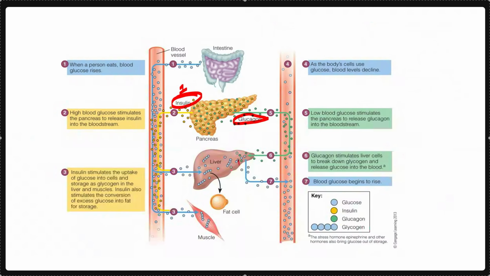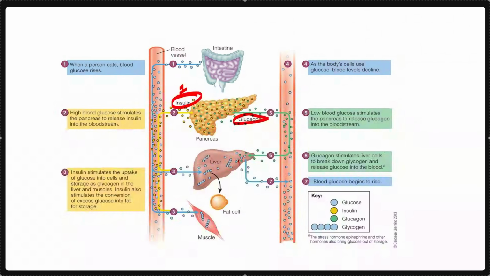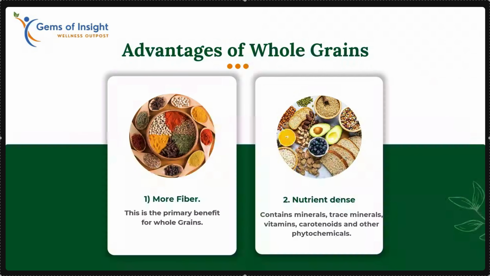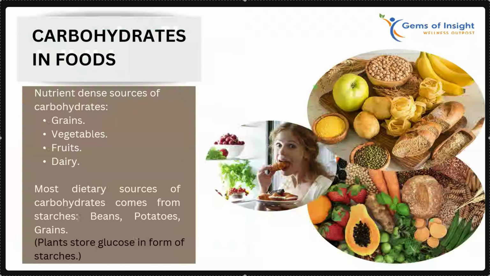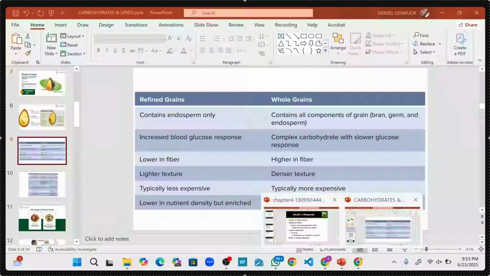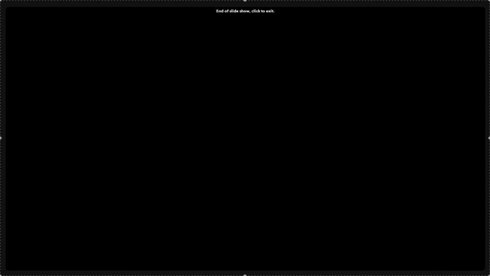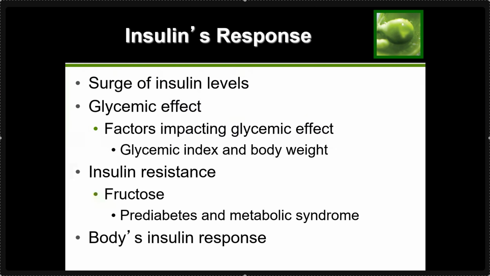So hiyo tumeona carbohydrates, everything about carbohydrates, venye inakuwa digested, venye ina affect blood glucose levels, venye inakuwa stored and everything. That's just the most basic things we can say about carbohydrates. Are there any questions?